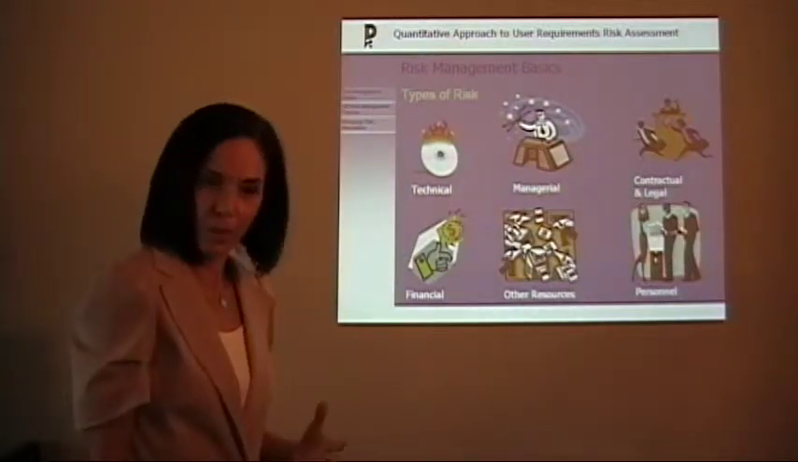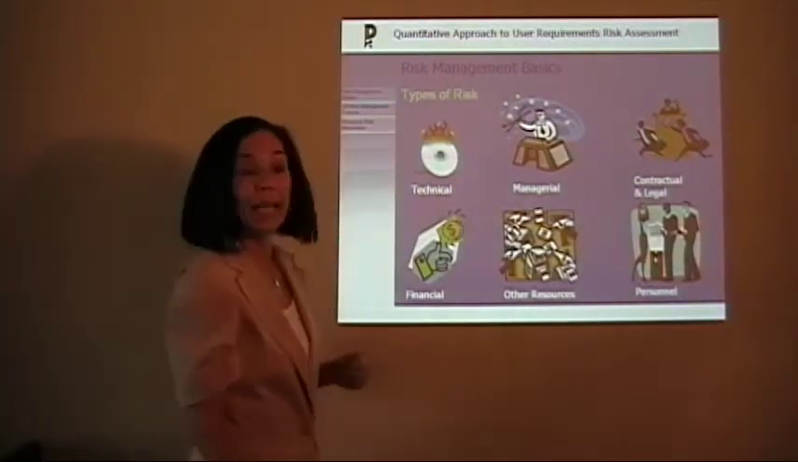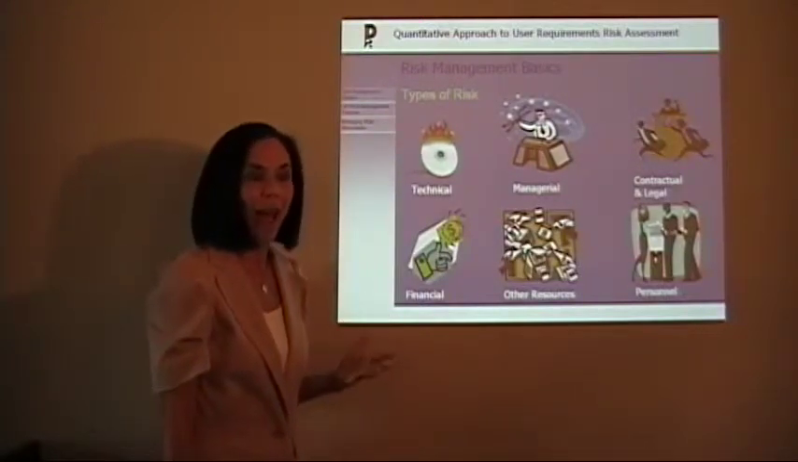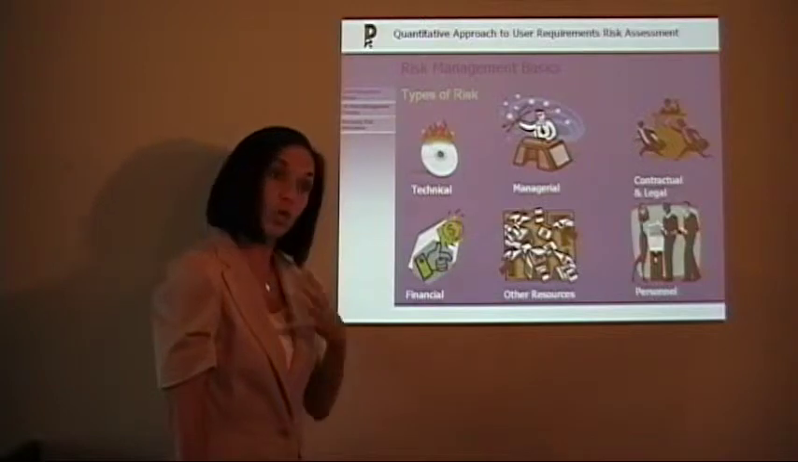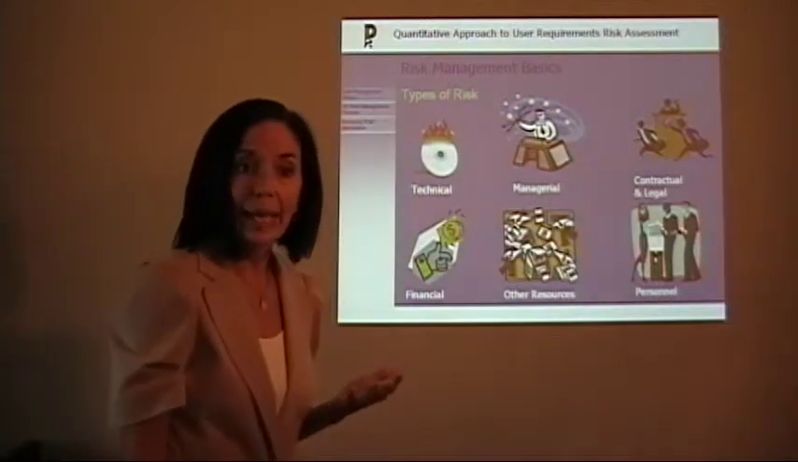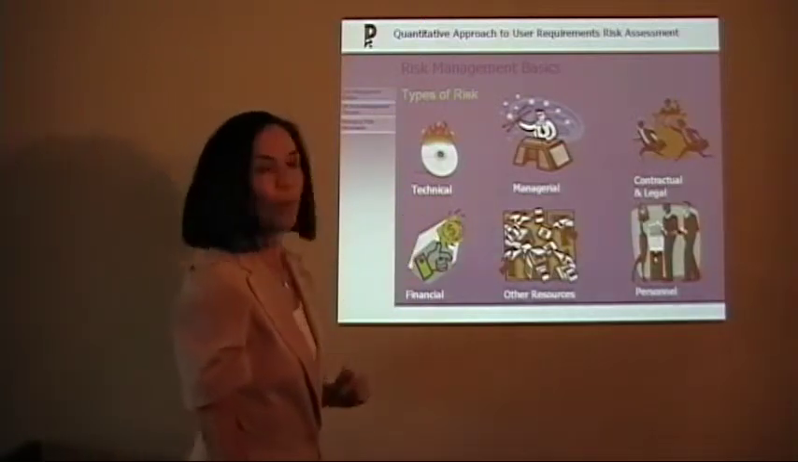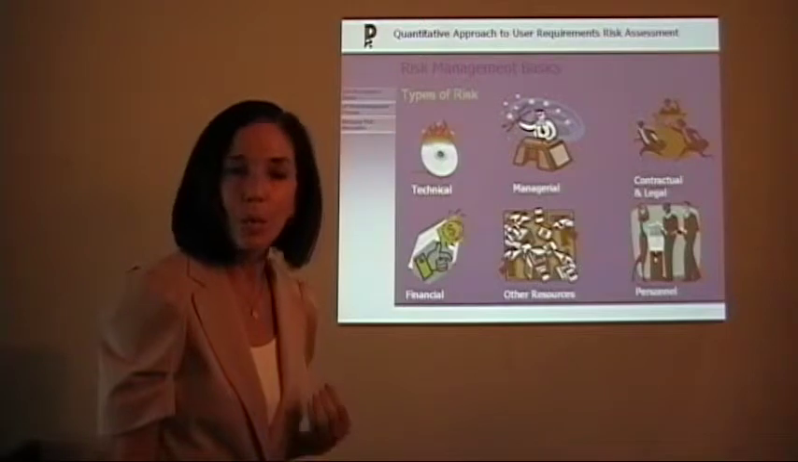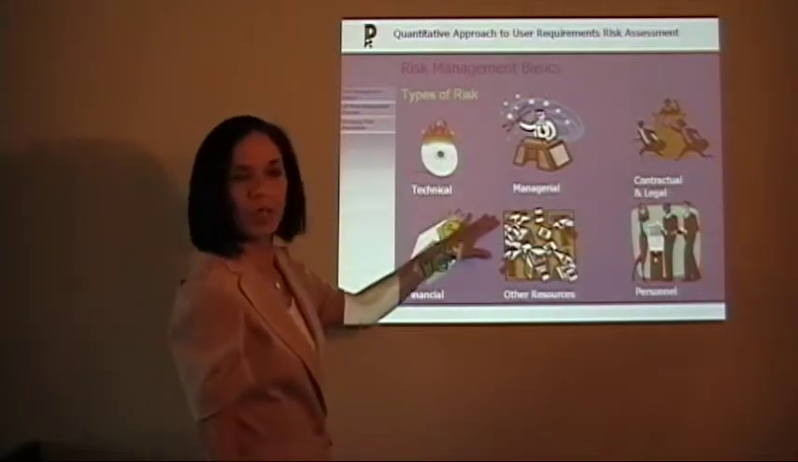Examples of types of risk are technical risk. For example, the software system does not have the security measures or security functionalities that the supplier told us it had. Managerial problems. For example, we may not have all of the management support that we need in order to implement our system.